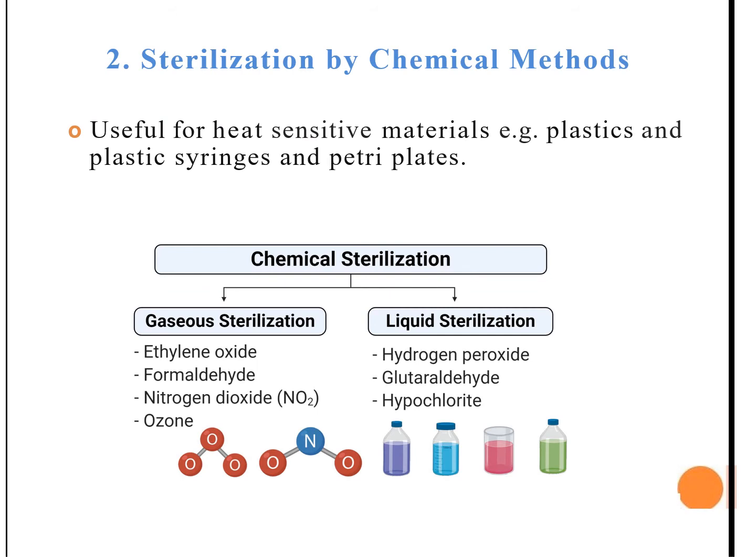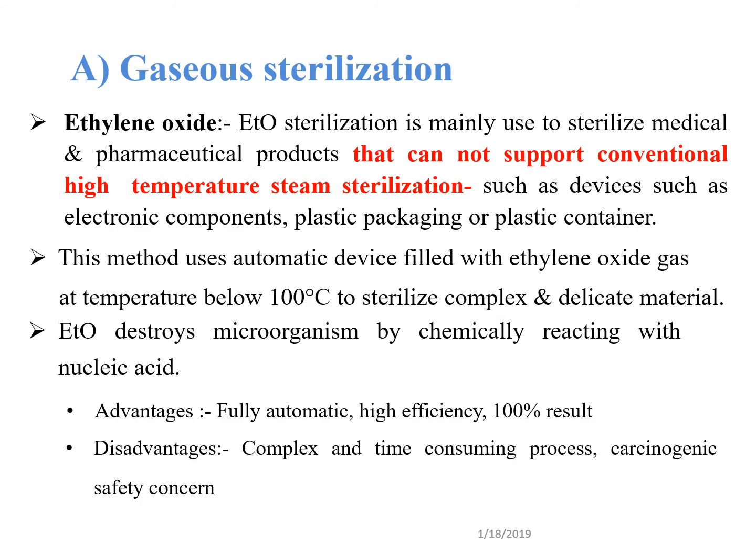Now, the second methodology of sterilization is by chemical methods. So various types of chemicals like gaseous and liquid chemicals are being used. In gases, ethylene oxide, formaldehyde, nitrogen oxide and ozone are used. While in liquid sterilization, hydrogen peroxide, glutaraldehyde, hypochlorite, alcohols, phenols, etc. These types of chemicals are generally used.